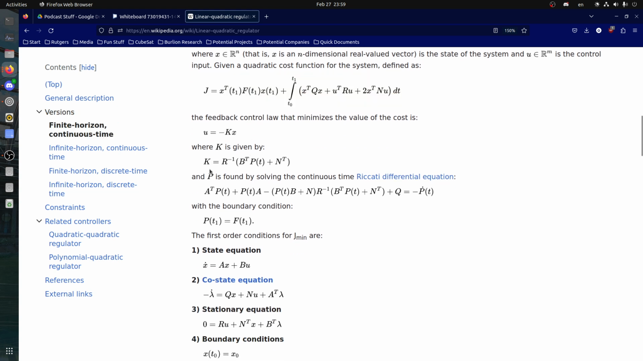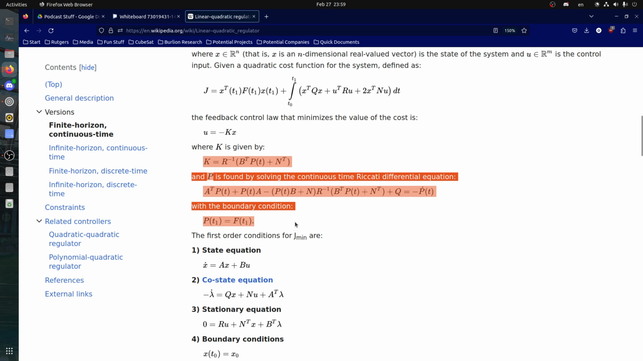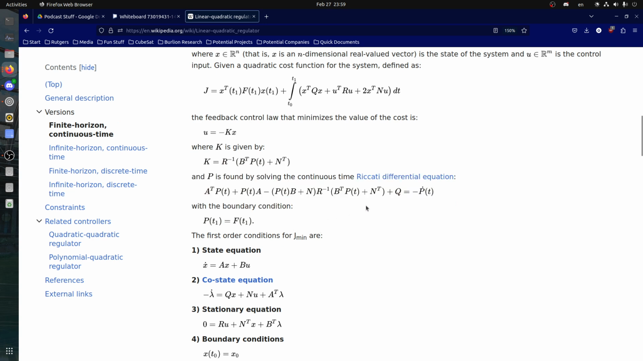And there's a lot of math on how to solve it, which I will cover later on in this semester. But the end result is you get this K matrix that tells you, okay, this is your optimal solution according to what you defined as the cost function.